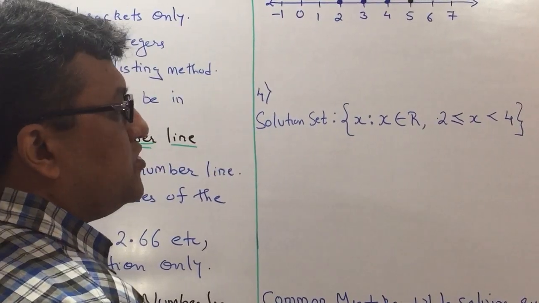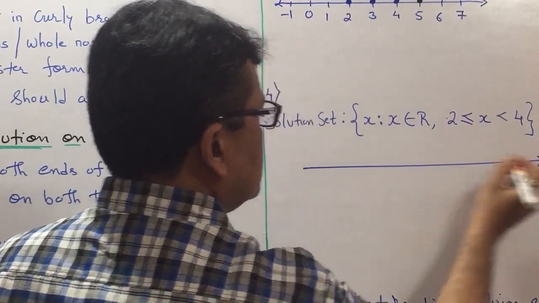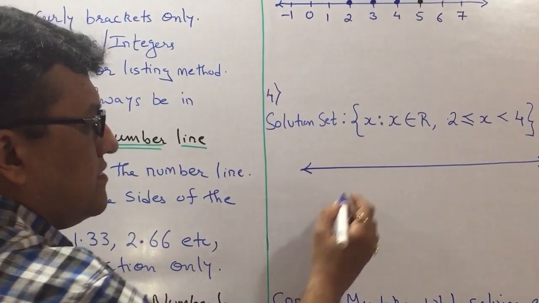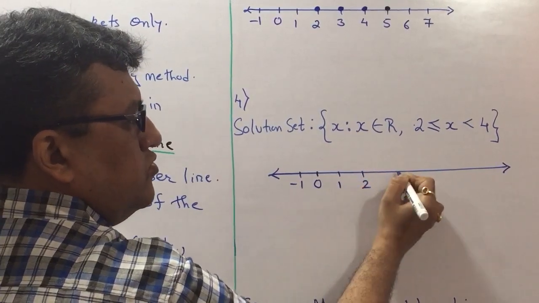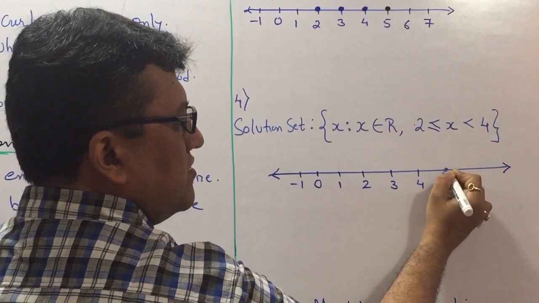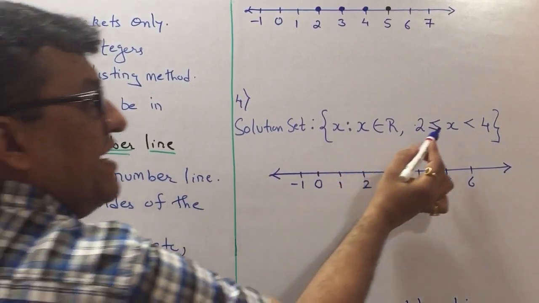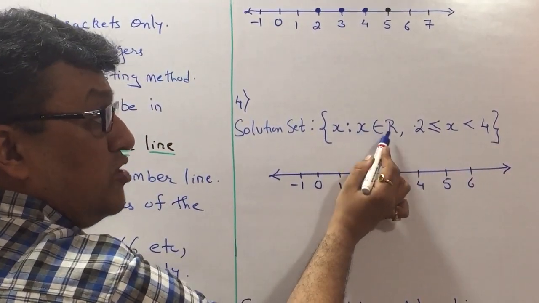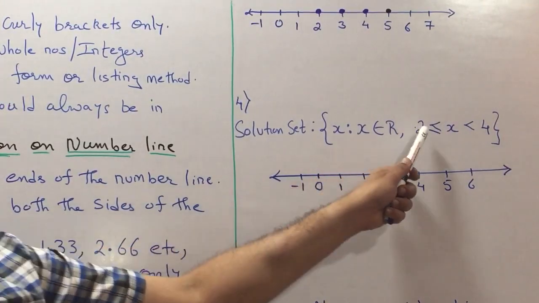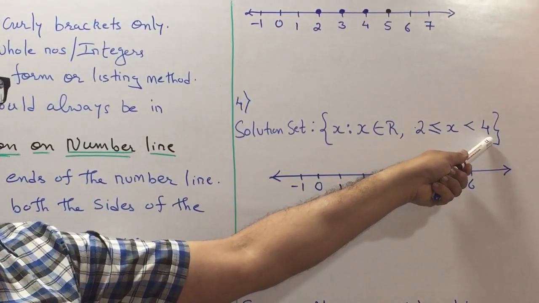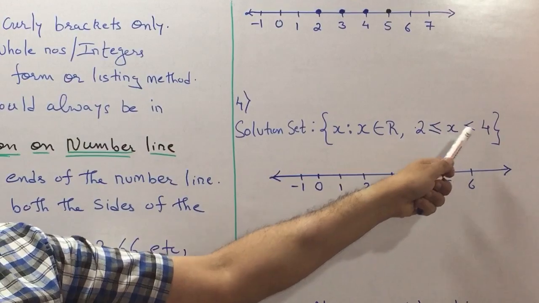We first go for drawing a number line. Then 0, minus 1, 1, 2, 3, 4, 5, 6. Now they say this solution set where x belongs to real number means I can have all the fractional values, I can have all the decimal values between 2 and 4, but will be exclusive of 4. We cannot include 4 over here. Why? Because x is less than 4. We can include 2, but we are not supposed to include 4 in that.